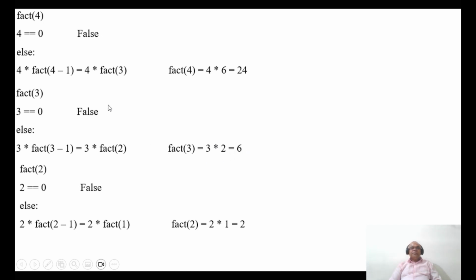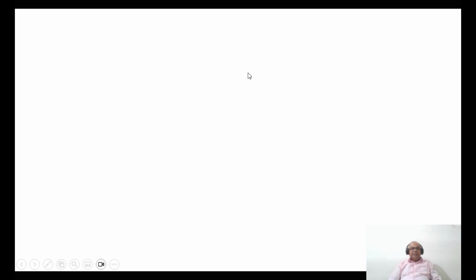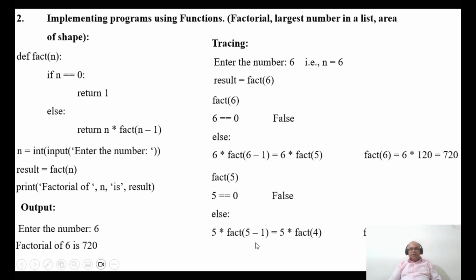Again it goes back and 4 into fact 3. What is the value of fact 3? It is 6. So it will be 4 into 6, it becomes 24. And then here you can see 5 into fact 4. Fact 5 will be equal to 5 into fact 4. What is the value of fact 4? It is 24. 5 into 24 is equal to 120. So fact 5 value is 120 and 6 into fact 5 will be equal to 6 into 120, which is equal to 720. Therefore, the factorial of 6 will be equal to 720.